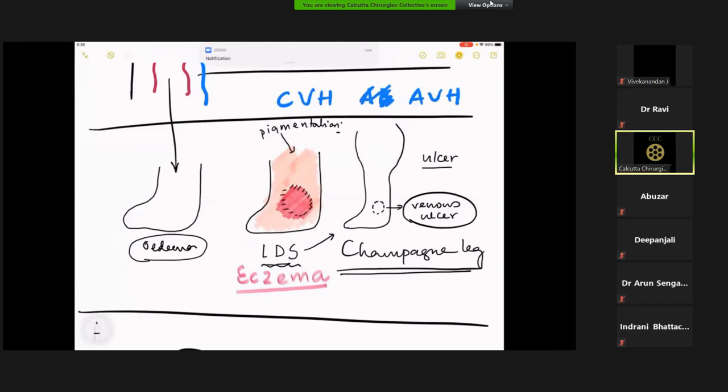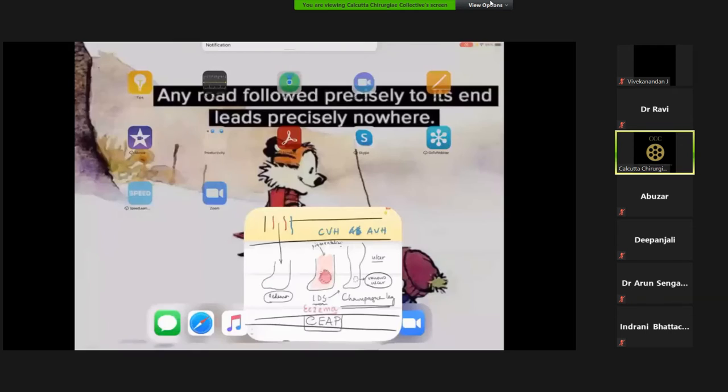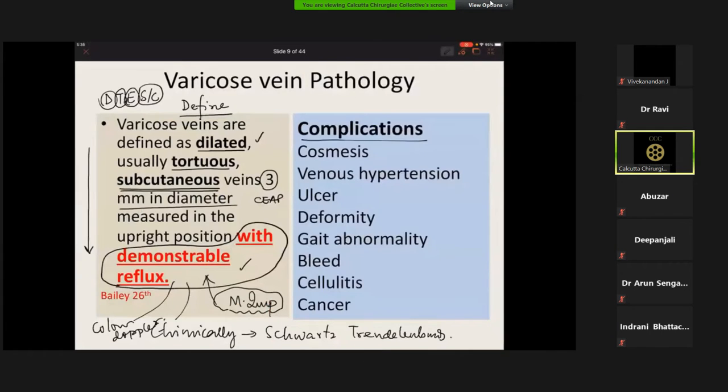As you know, these are all the changes that the CEAP classification needs to be understood for. So please remember, when someone asks you, "Doc, tell me what are the complications of a varicose vein," remember the first complication, the reason the patient has come to you, is because of cosmesis. Now, due to a venous hypertension, which is either an etiology or a result of a varicose vein, it will lead to a venous ulcer. A venous ulcer can lead to a bleeding, or a cellulitis, or a Marjolin's ulcer.